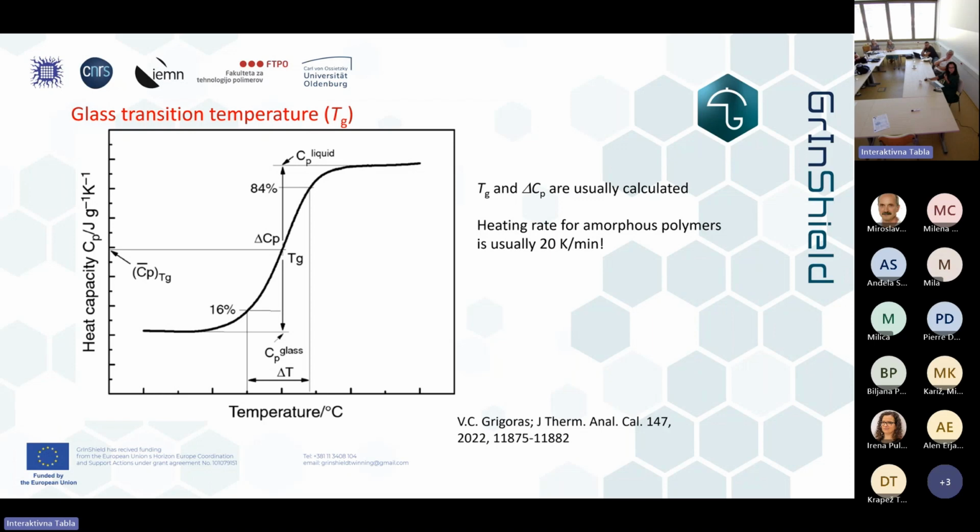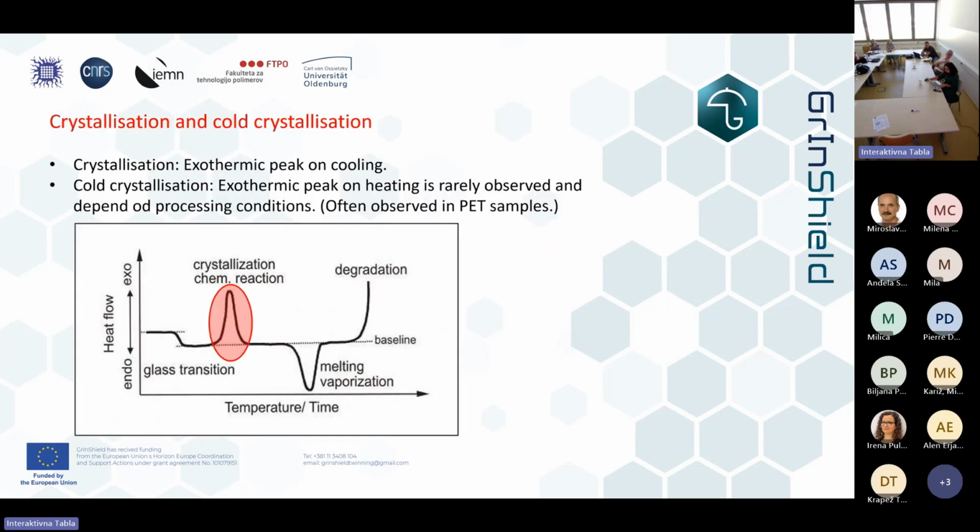What we usually calculate together with the glass transition is also the change in heat capacity. For measuring glass transition of amorphous polymers, we usually use a higher heating rate, 20 kelvins per minute. Also for crystalline polymers, if we really want to see the glass transition, we usually have to increase the heating rate to 20. Otherwise, for melting, we use 10 degrees per minute.